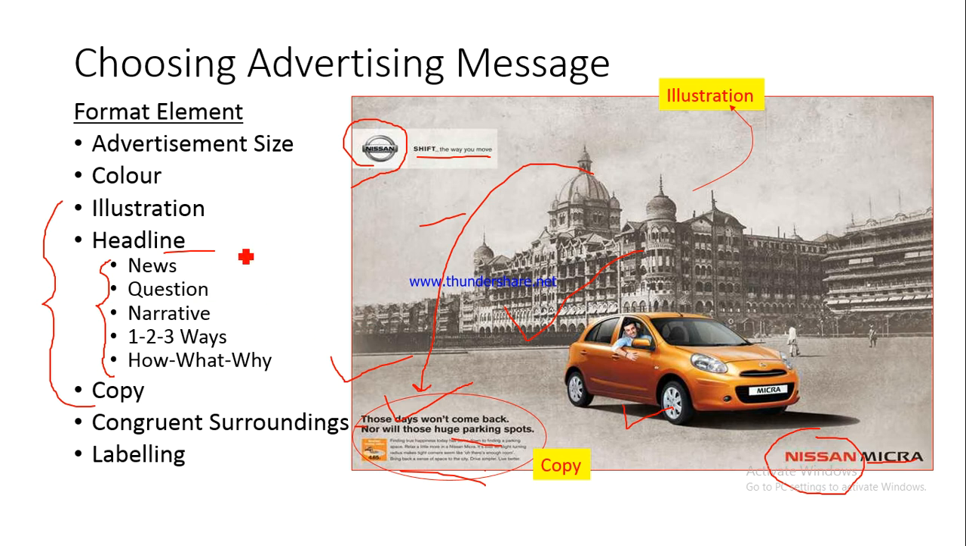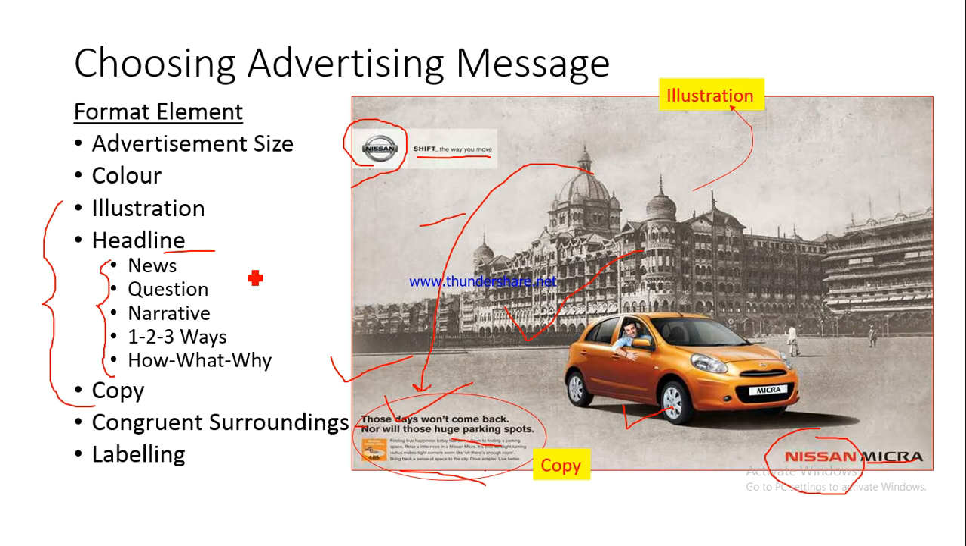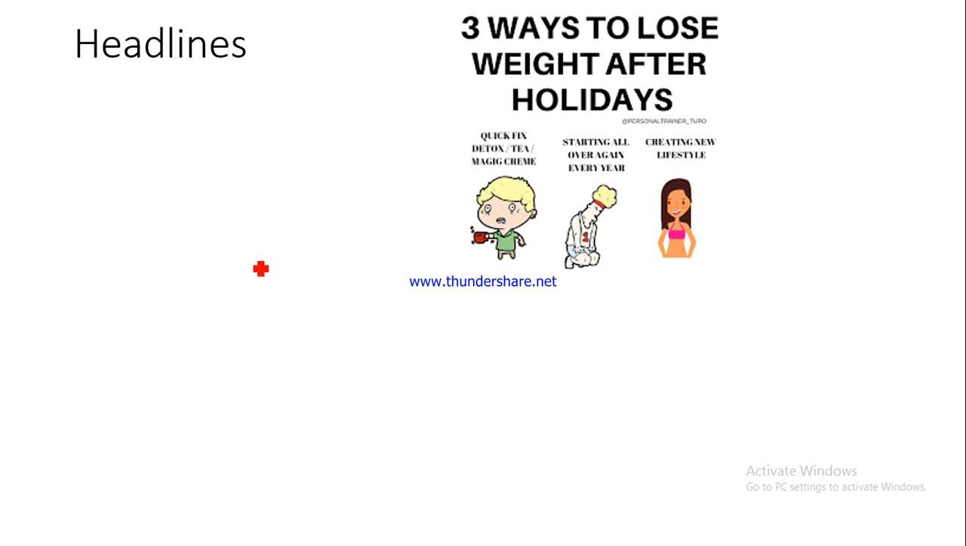Now let us talk in more detail about headline. So I said that headlines can be of different types, and we have talked about these 5 types which have been found to be more impactful in attracting the audience attention, right? So let us talk about them. Let me give you examples of these different types of headline. The first one, I have taken example of 1, 2, 3 ways. I hope you remember we have discussed just a little while ago.